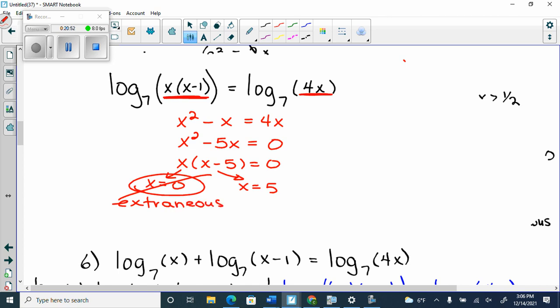Or I put a 5 back, I have a 5. Good. 5 minus 1, 4. Yep. 4 times 5, 20. Good. The x value 0 doesn't work. It can't be equal to 0.